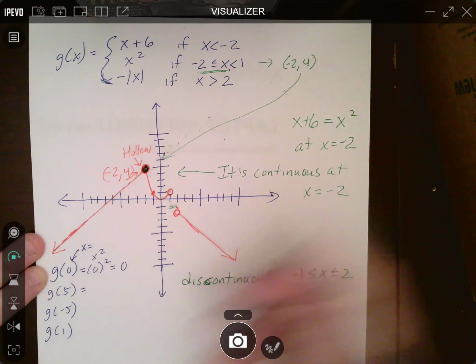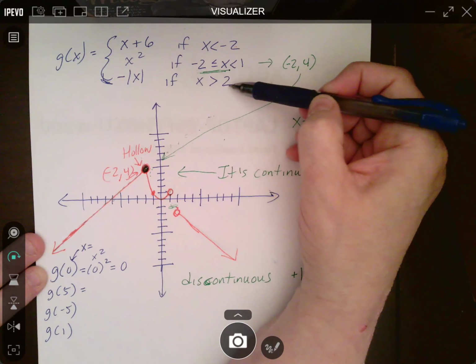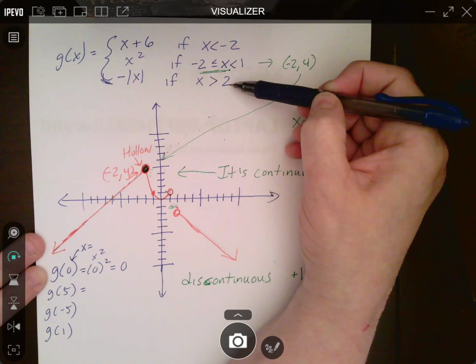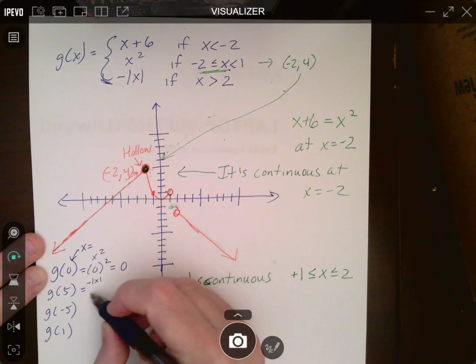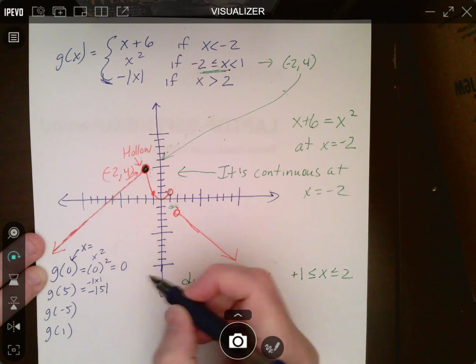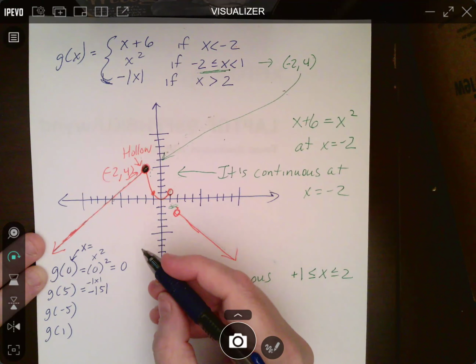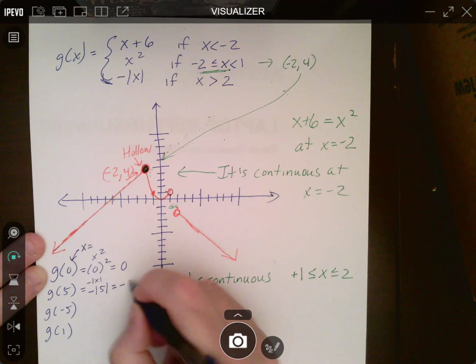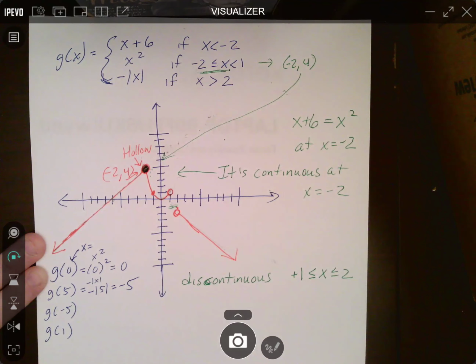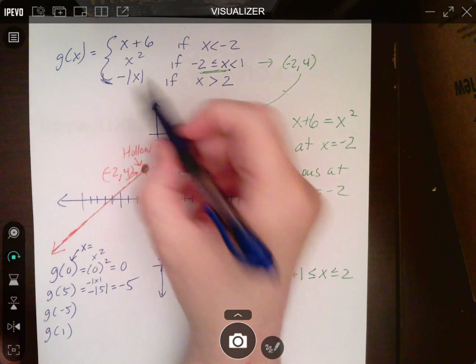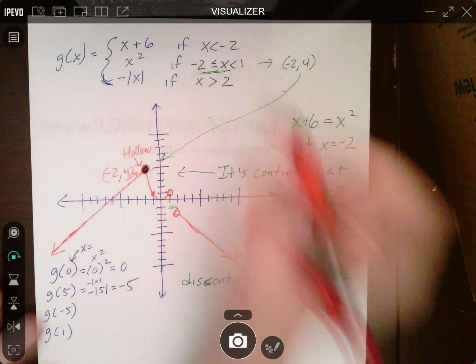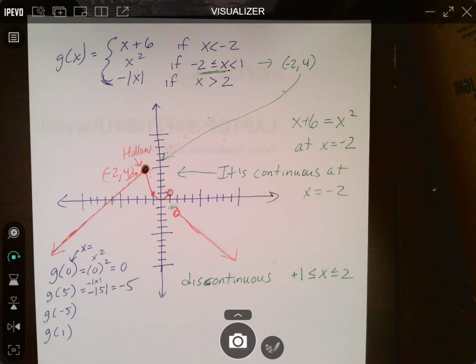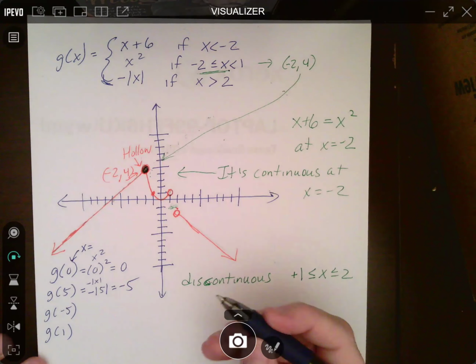For x equals 5, I am now in the x is greater than 2 spot. So I'm doing the negative absolute value here. I have the negative absolute value of 5, which is -5. This seems like a weird way. I don't know why I chose negative absolute value x, because this would just be -x normally. We wouldn't need the absolute value since we're only on x greater than 2. But either way, we'll work with it.